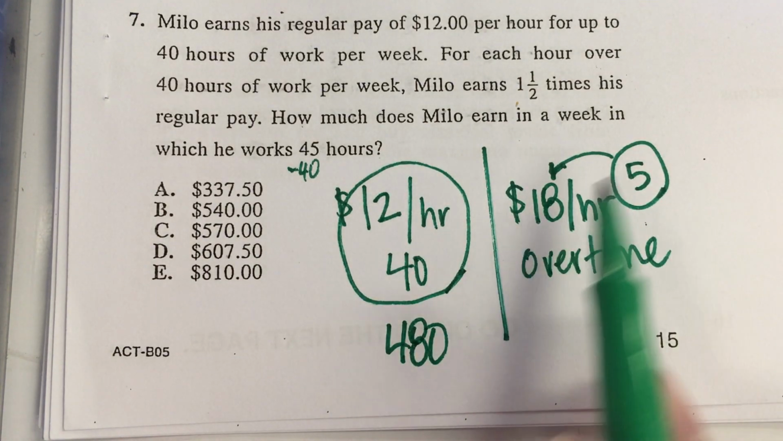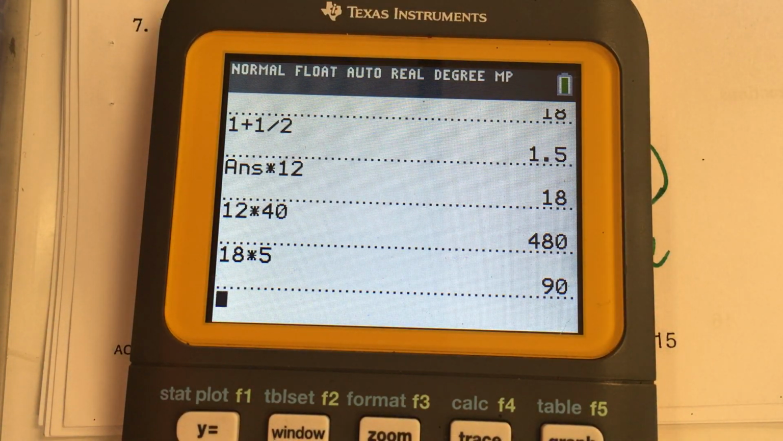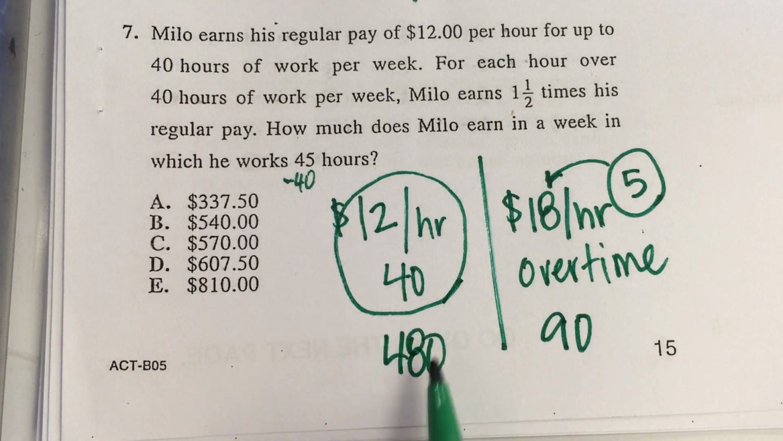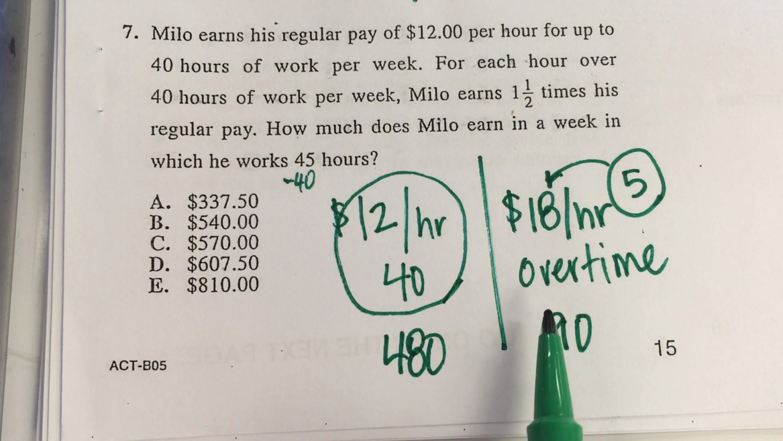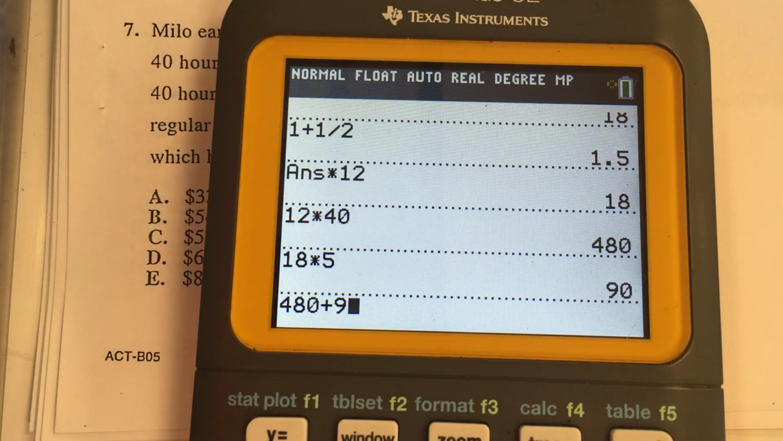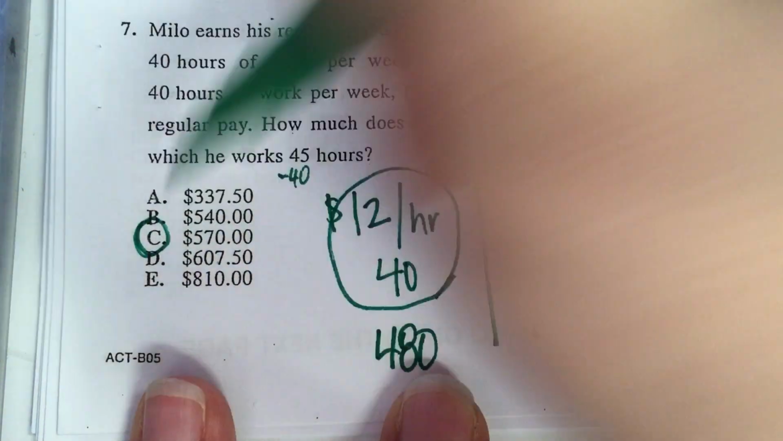And then I would do 18 times 5 for his overtime. 18 times 5, that's going to give me 90. So he's making $480 and then also 90 extra dollars for his overtime pay. So altogether, 480 plus 90 is $570. So my correct answer is C.